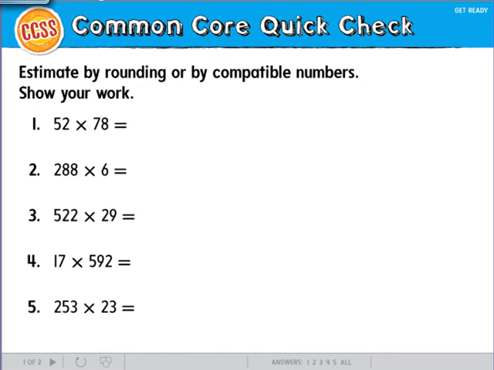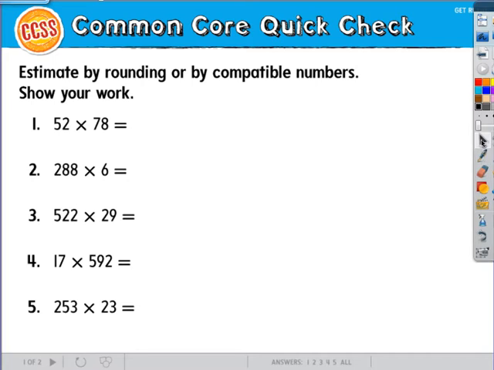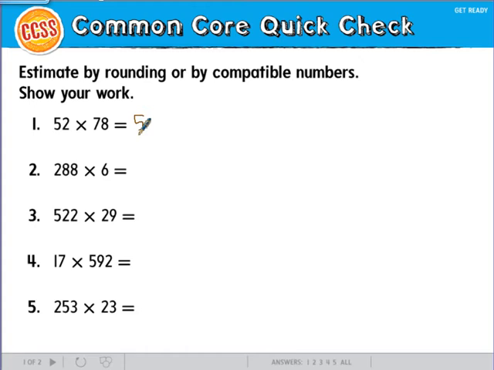Let's start working. So we have 50 times 70, 52 times 78. 52 is going to round to 50. Guess it would help if I had my pen selected. Okay, so 50, and 78 is going to round to 80. So all we have to do is count how many zeros we have, which is 2. 5 times 8 is? 40. We put that in front of it. Okay? Next one.